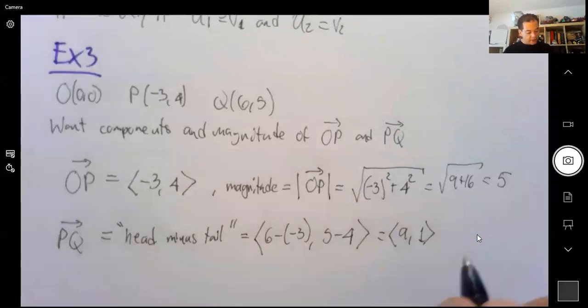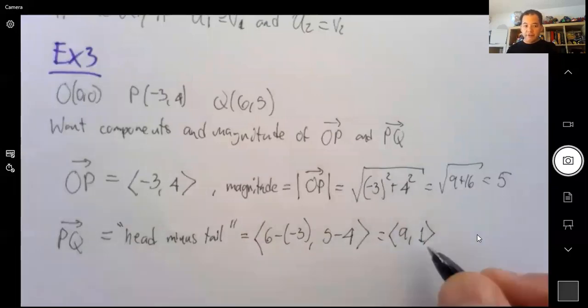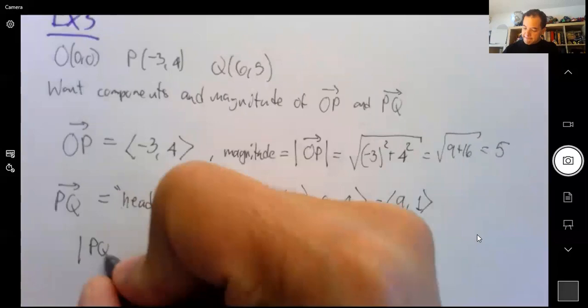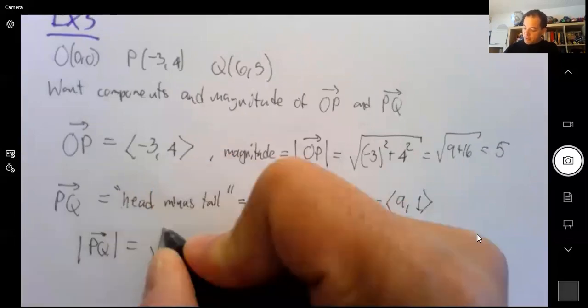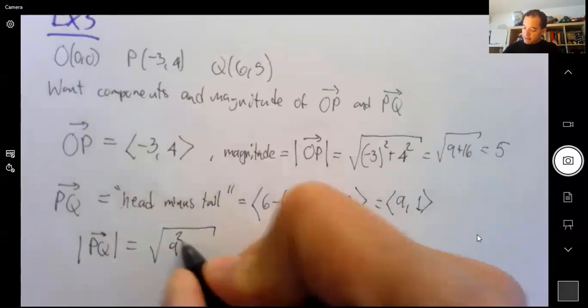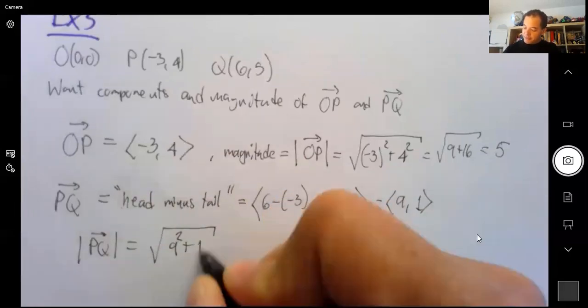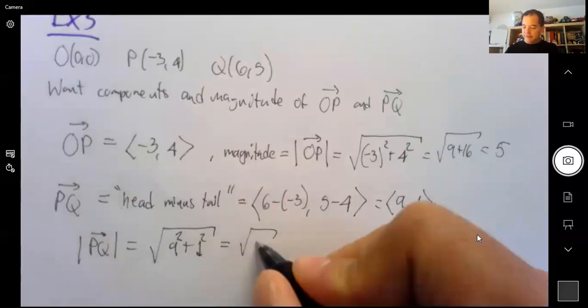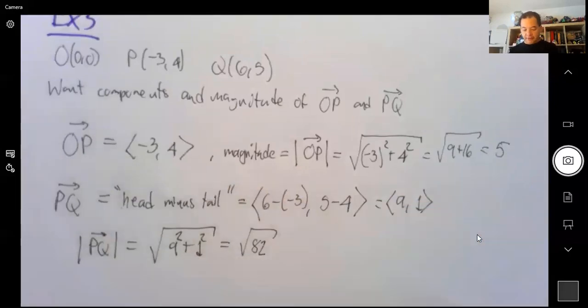Okay? And then all I need to do to figure out its magnitude is take the x component, square it, take the y component, square it, and add them together. That'll be 81 plus 1, 82. And that's the best I could do. I'm going to leave it like that. Okay? Is that clear? Questions?